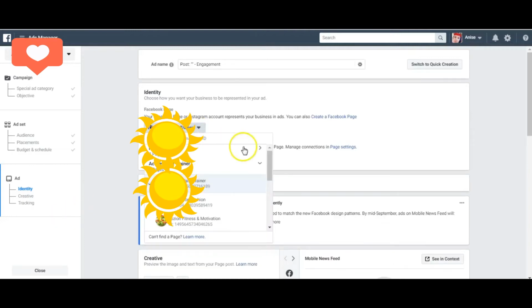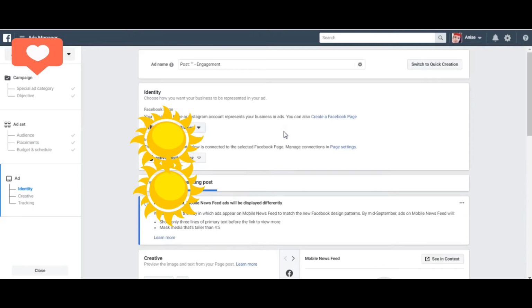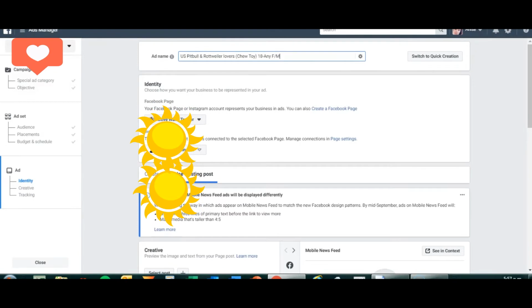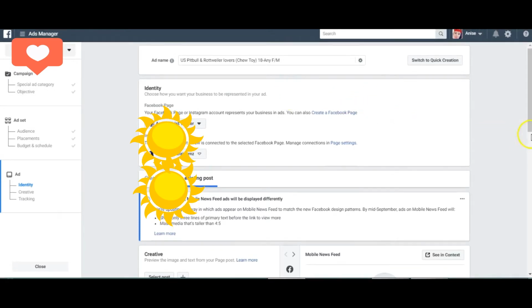Okay, so you've got to look. Obviously, this is where all of the details come in. You call it what you want, US, Pitbull, and Rottweiler lovers. You can call it whatever the product is, 18 to any, and female/male. You select your page in which you're actually going to run the campaign from, or the advert from, and then you move on down.